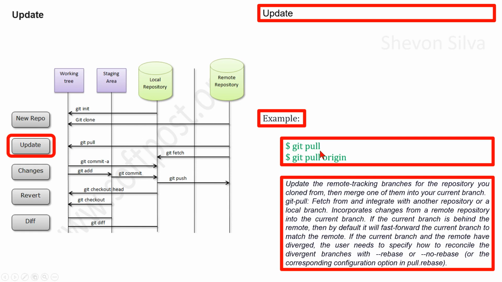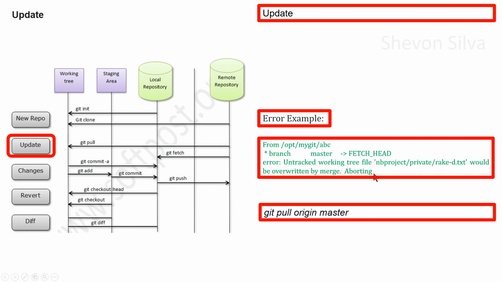If the current branch and the remote have diverged, the user needs to specify how to reconcile the diverged branches with --rebase or --no-rebase or the corresponding configuration option pull.rebase. As an error example, we can consider this error: untracked working tree file nbproject/private/rec-d.txt would be overwritten by merge, aborting.